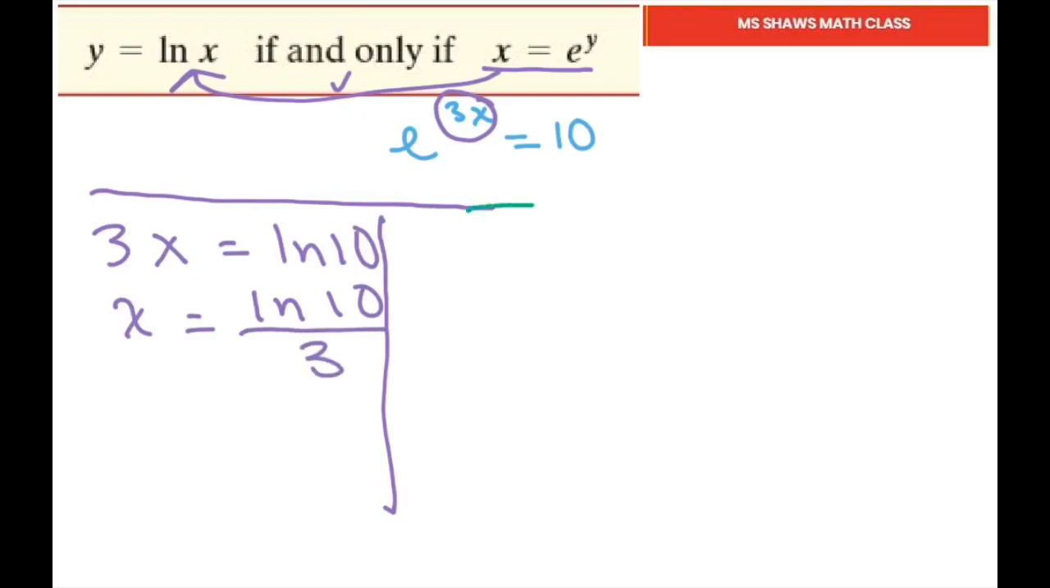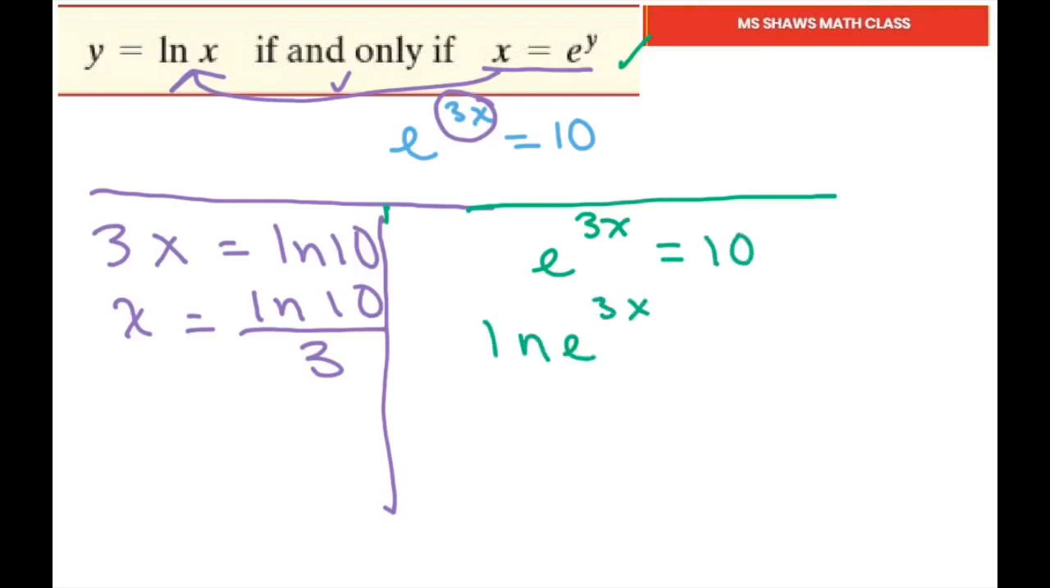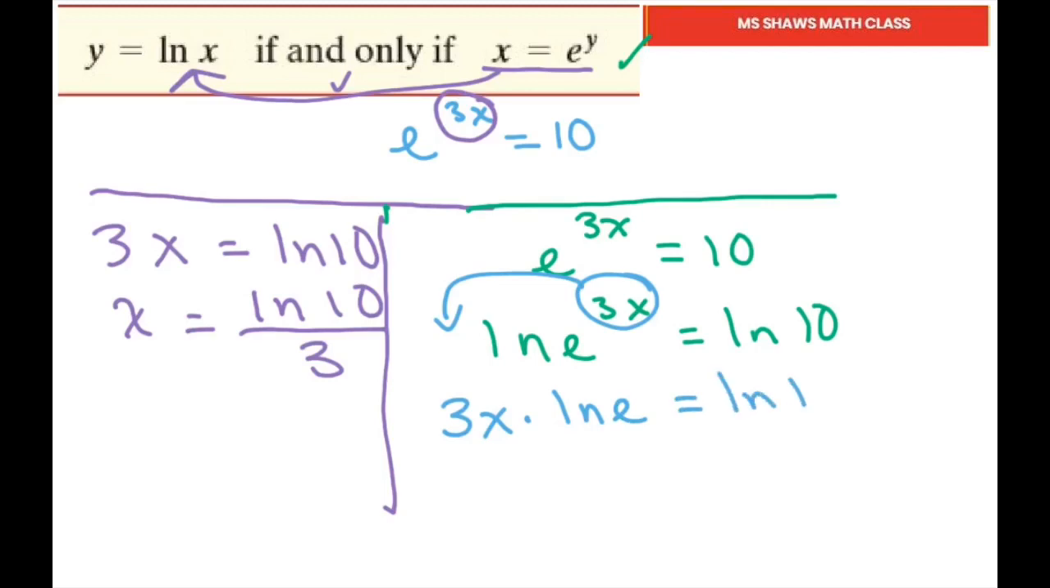Now the other method I'm going to use is basically the way you're supposed to do it if you don't know the formula. So e to the 3x equals 10, so you just take natural log of both sides. Then you use your power property and bring this out front in its beginning. So you get 3x times ln of e equals ln of 10.